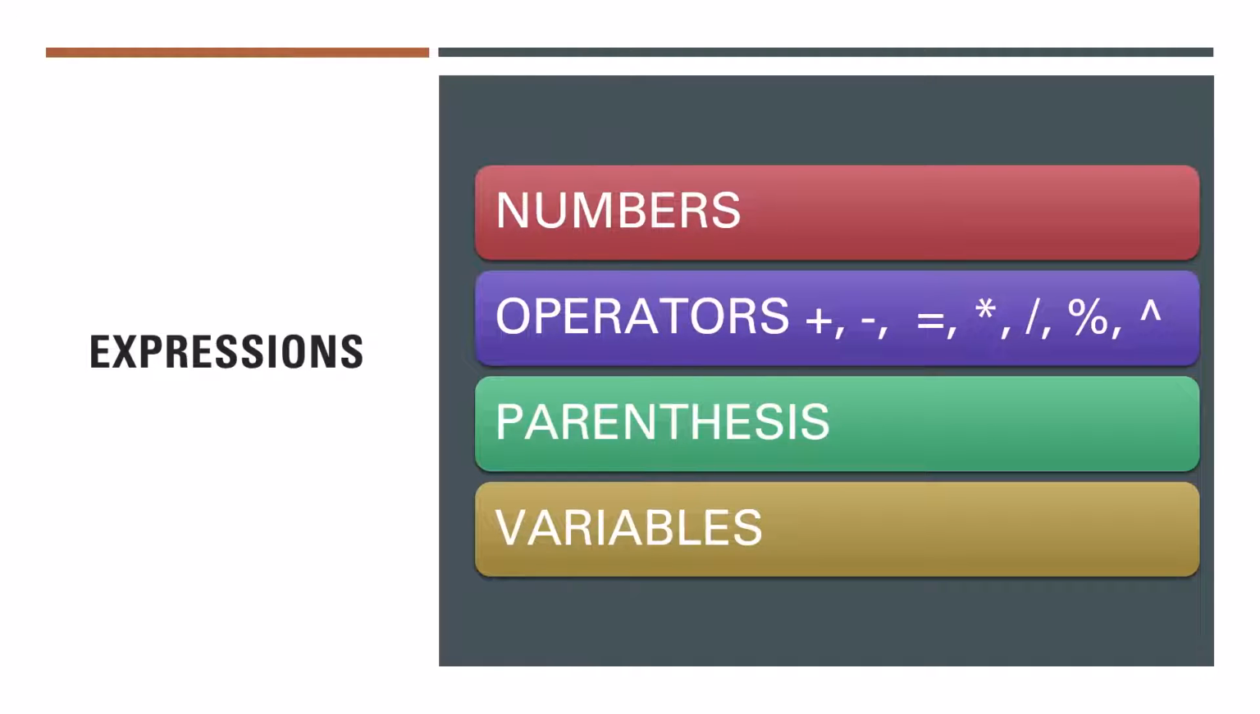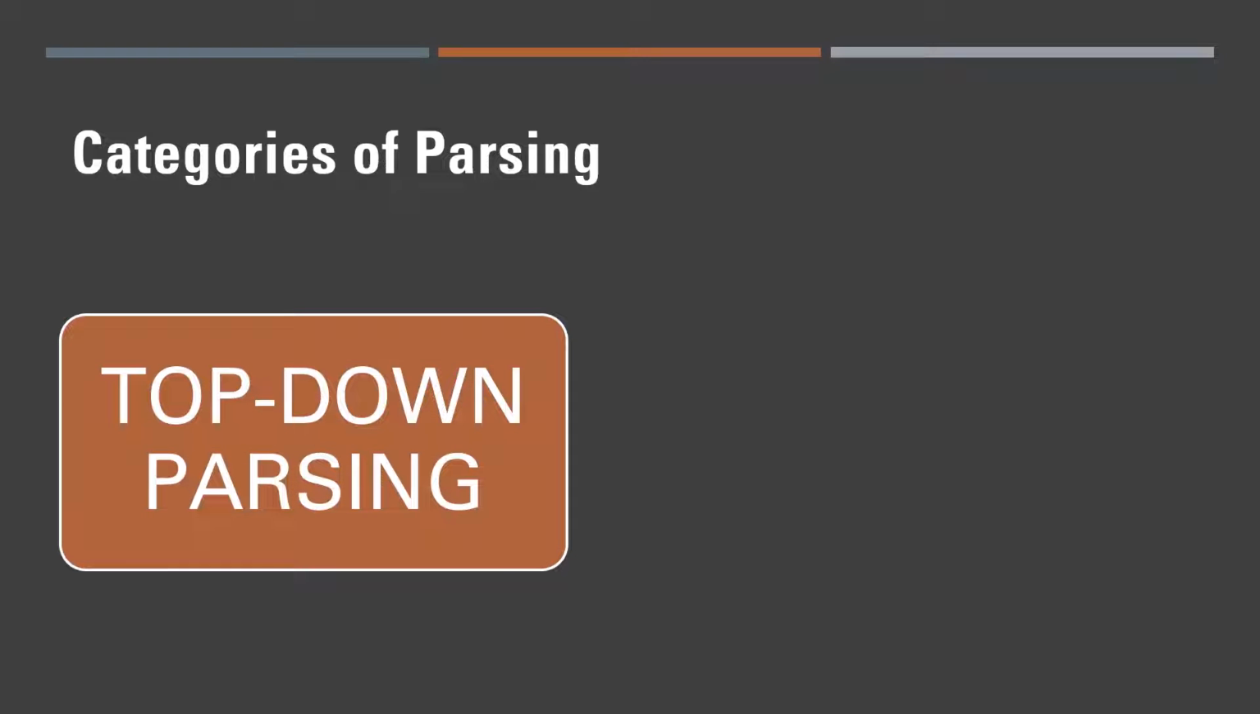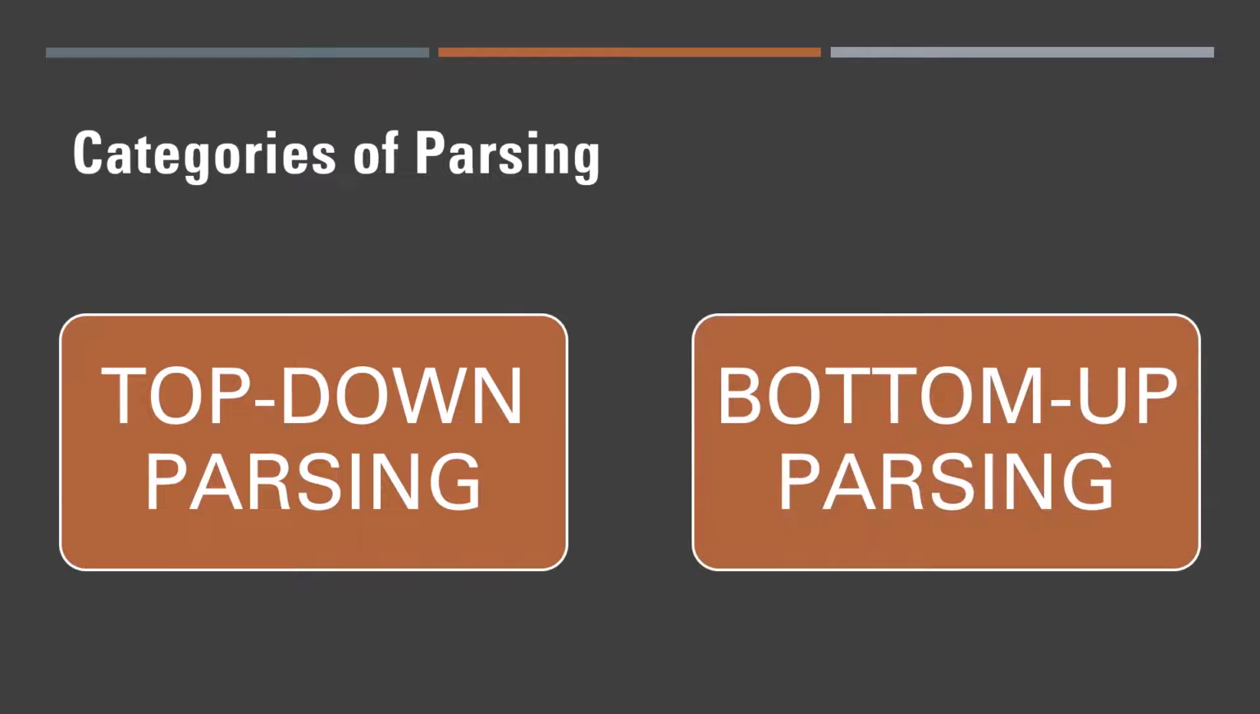Now, talking about parsing, there are two main categories of parsing. One is the top-down parsing category, and the other is bottom-up parsing. The parser we are going to build is called a recursive descent parser. It belongs to the top-down parsing category, and how it gets its name will be clearer when we get down to writing the code building that parser.